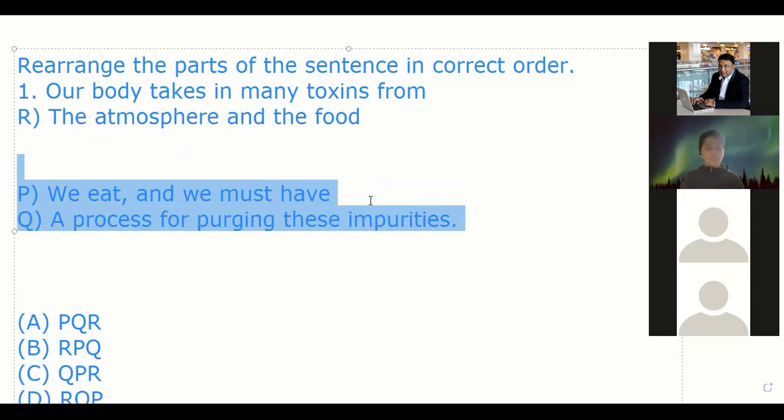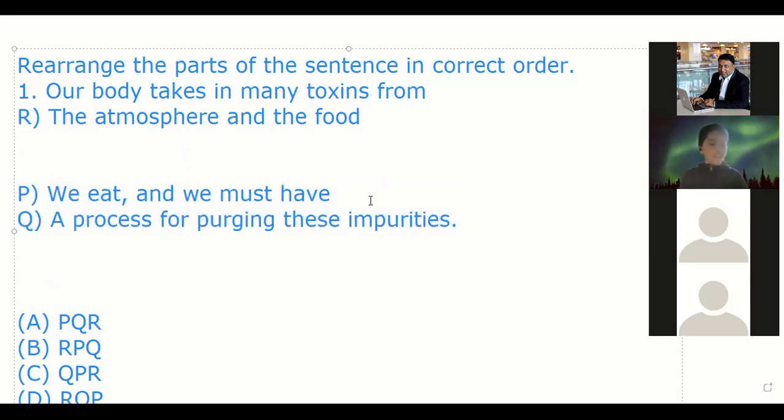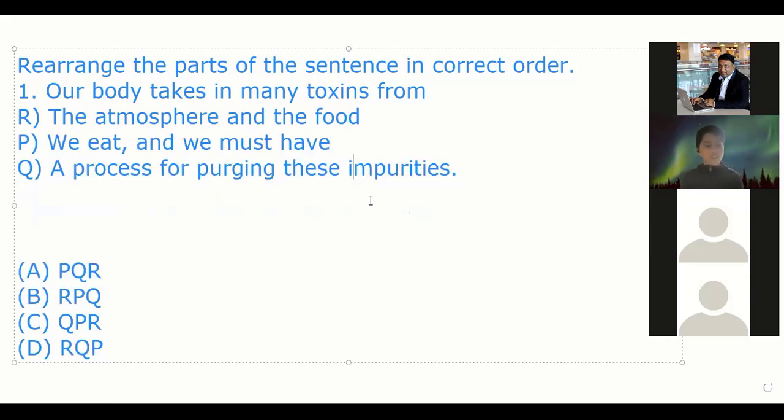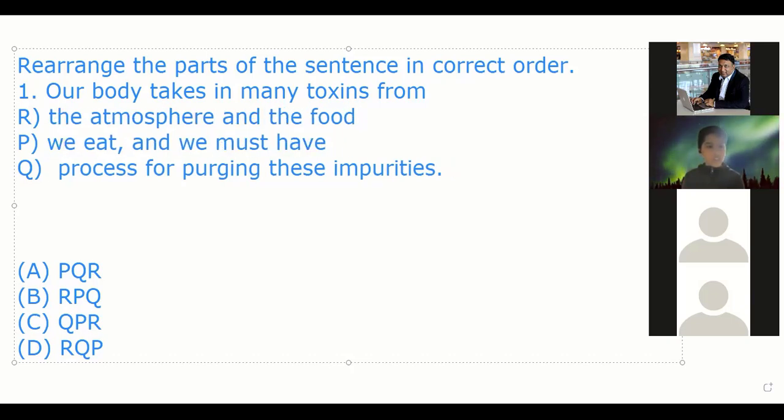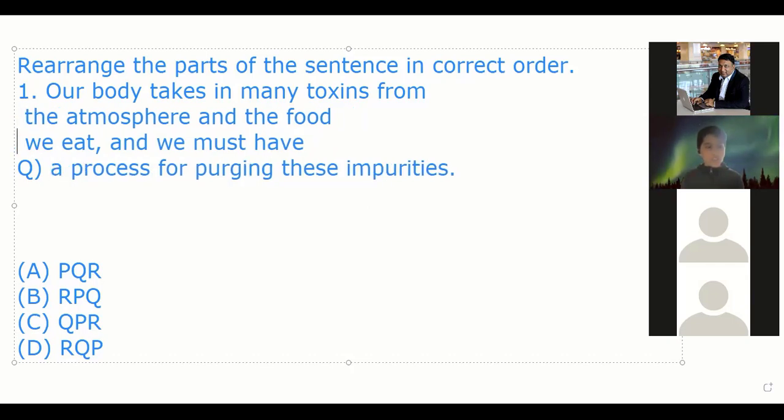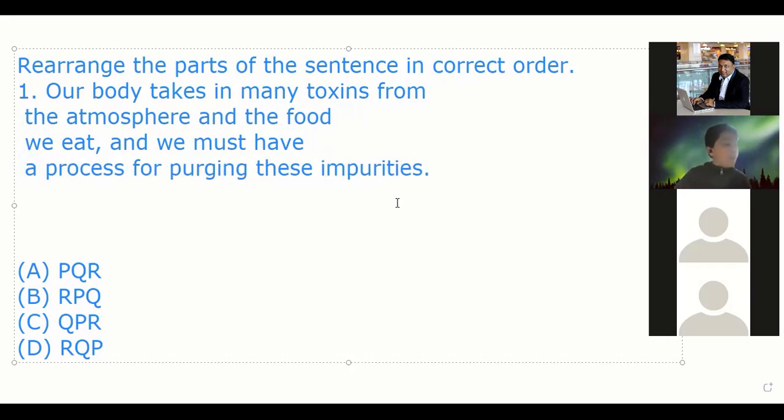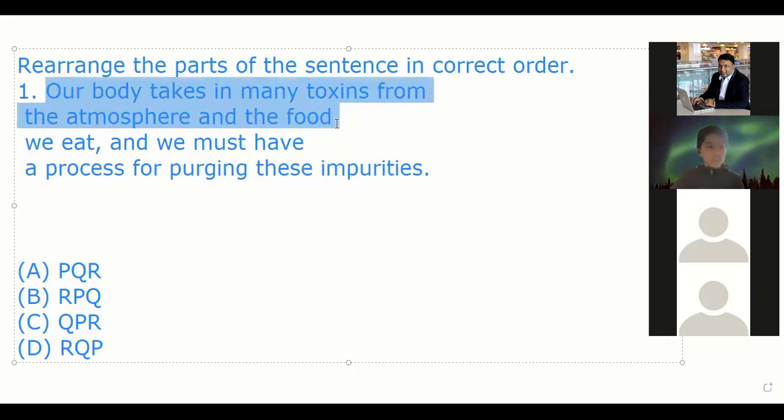Now tell me between these two, who will become next? Our body takes in many toxins from the atmosphere and the food. I think it's in the correct order. So then, and the food we eat, and we must have a process of purging these impurities. Now, if you want to make sure, you make it all proper and you remove this.